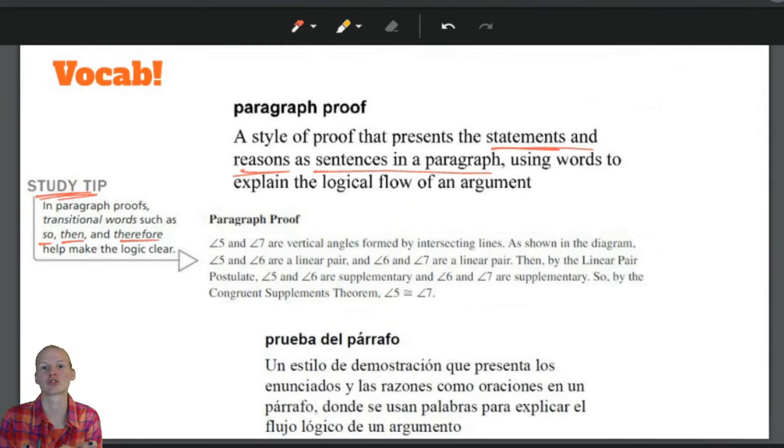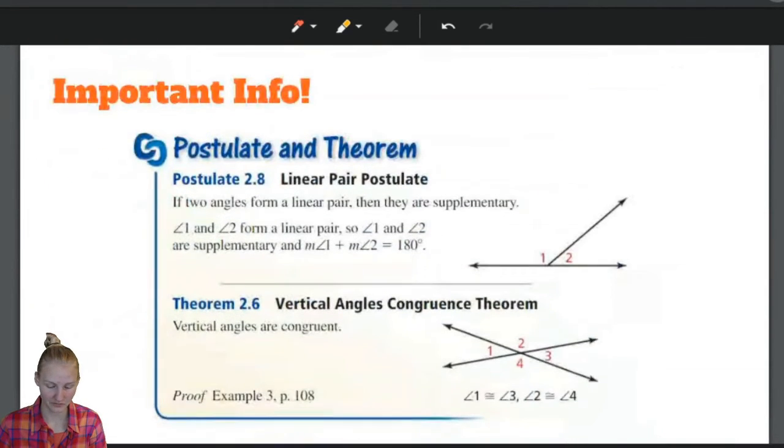That helps show your statements. Remember, your statements are like, I'm saying this because of this. And from one step to the other, if I'm talking about step 2, then I say step 1, and then I can conclude step 2. So "then" kind of tells you that we're done with step 1 and we're moving on to step 2. These transitional words tell you that we're moving on to a new step. Okay, so that's what a paragraph proof is.